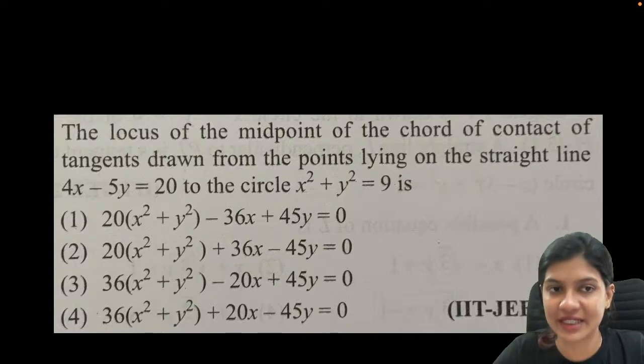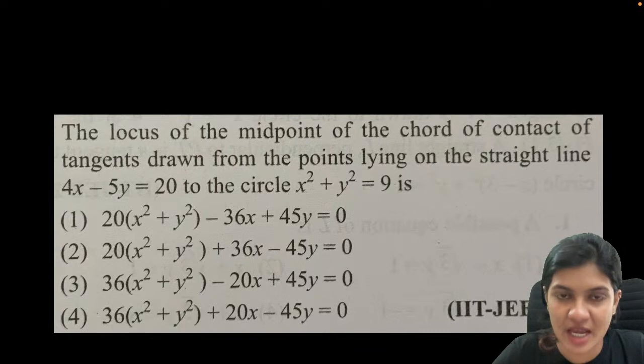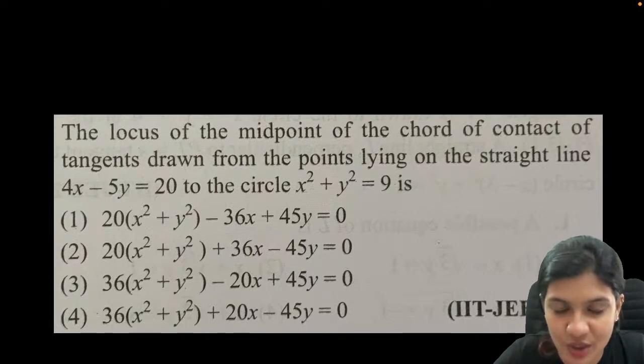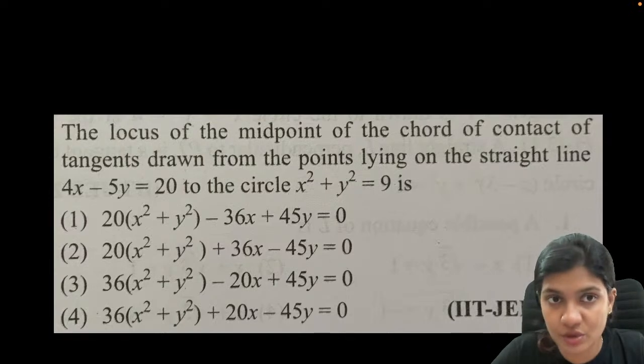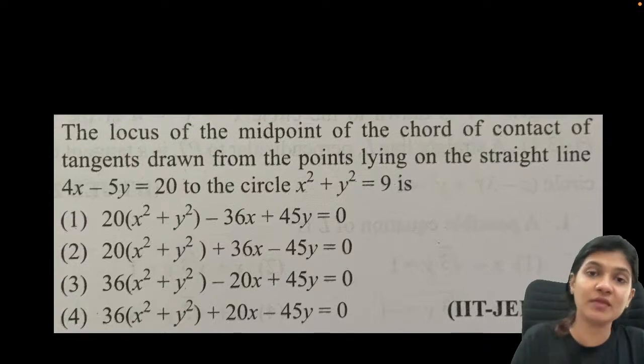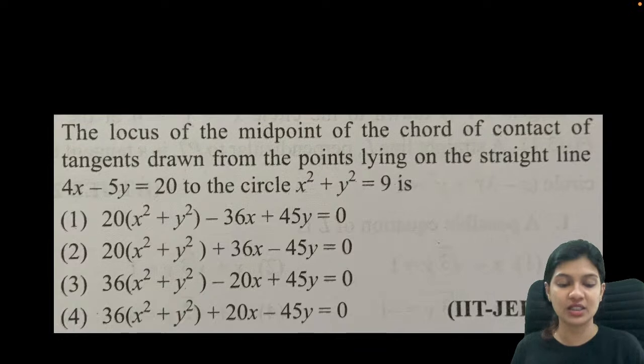The point is lying on this line, and from that point we have drawn the tangents to the circle x square plus y square equal to 9. You are supposed to find the chord of contact of those tangents, and in the end you are supposed to get the locus of the midpoint of this chord of contact.